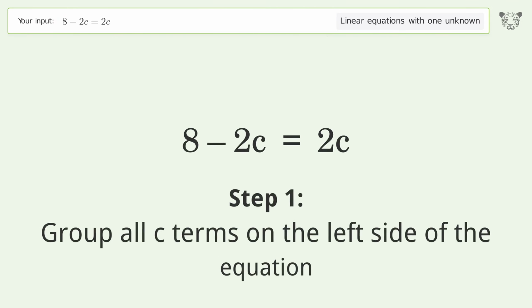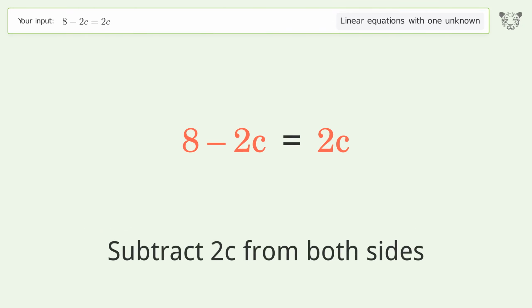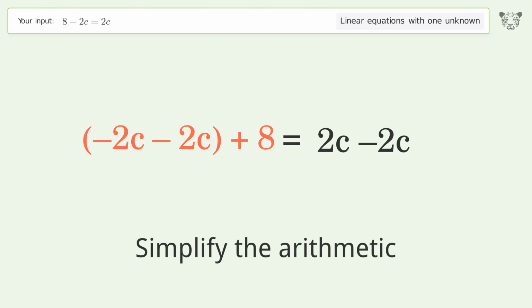Group all c terms on the left side of the equation. Subtract 2c from both sides. Group like terms. Simplify the arithmetic.